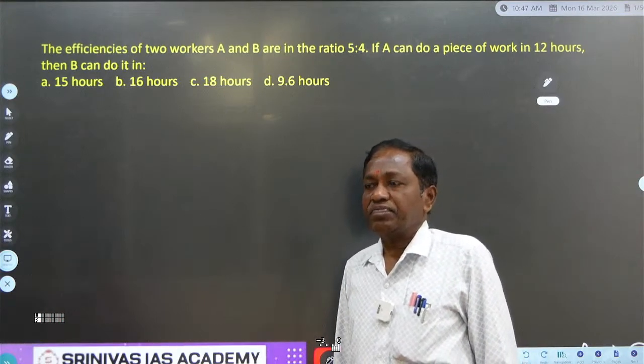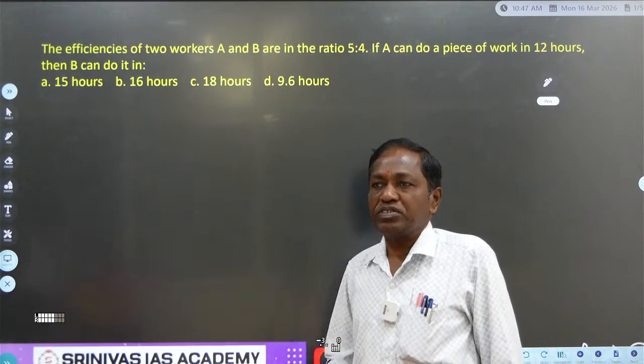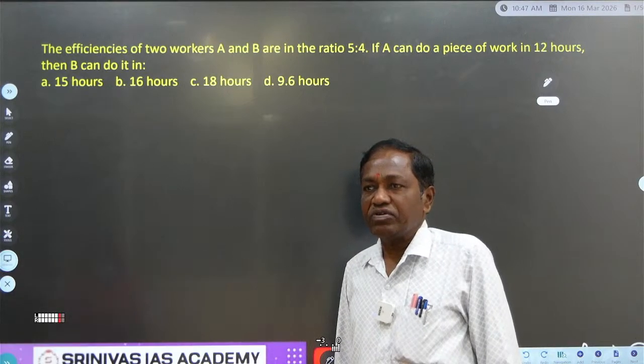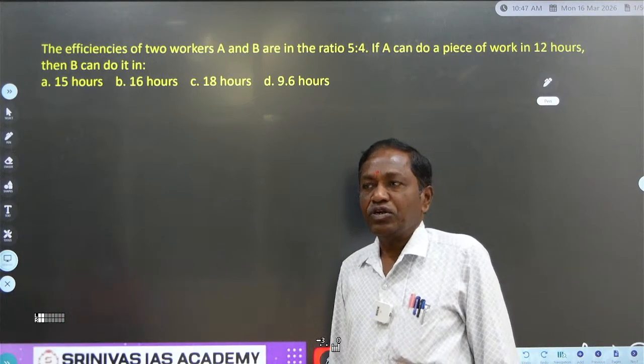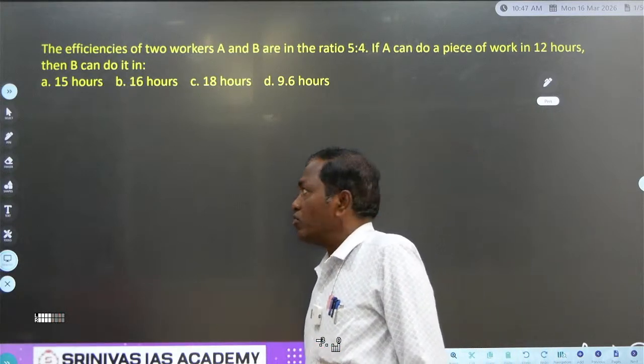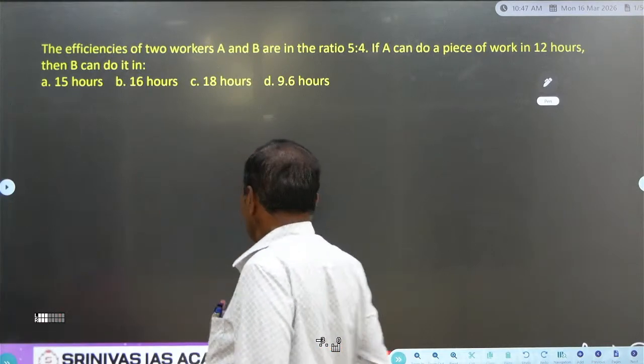Assume that a person is interested in completing a project work in 10 days. A person is interested to do the work in 10 days. What is his one day work?